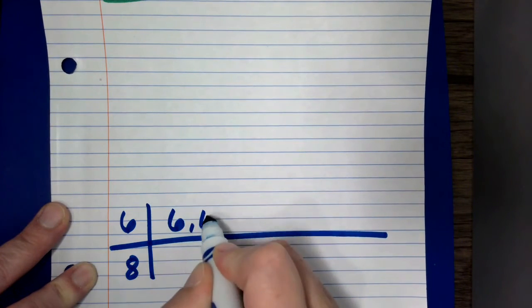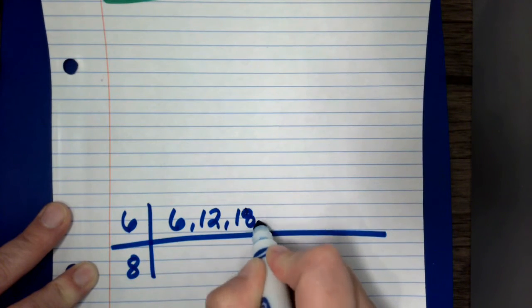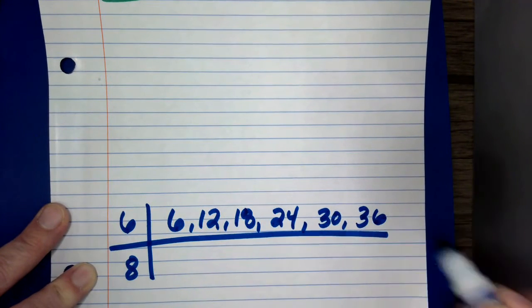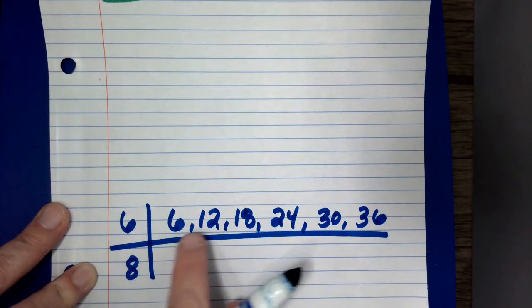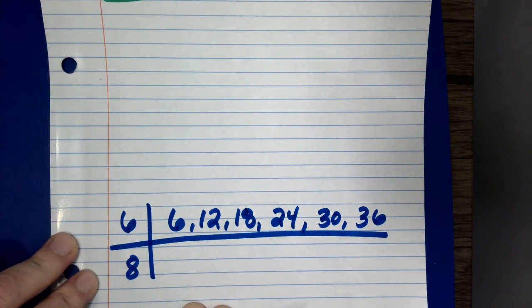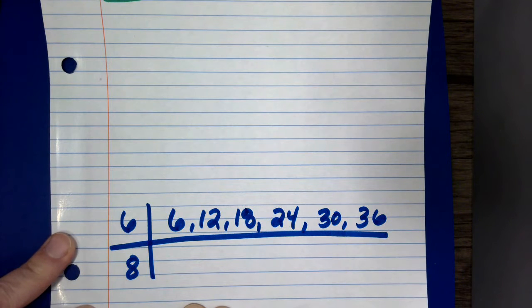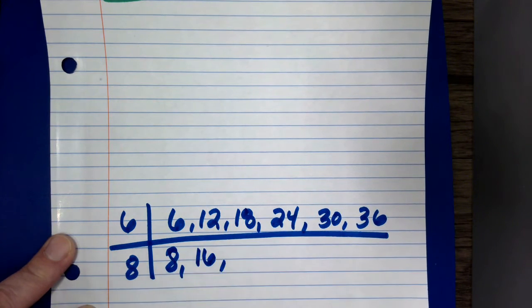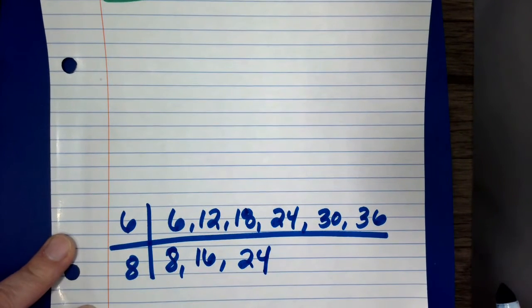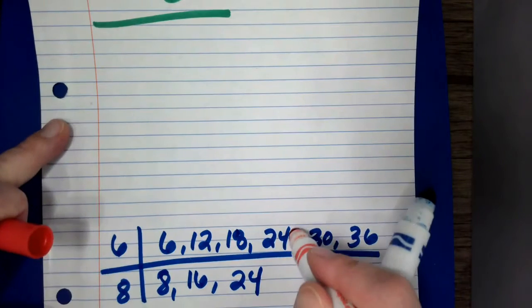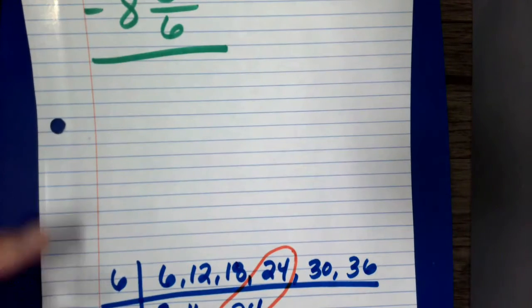So 6, 12, 18, 24, 30, 36. Basically I'm just counting the multiples of 6. I'm going to count the multiples of 8, and I'm going to find the one that's least common between the two of them. So we have 8, 16, 24. Oh, I think I found my least common multiple right there. I don't need to go any further. So I see this number 24, and I'm going to make that my common denominator for this question.